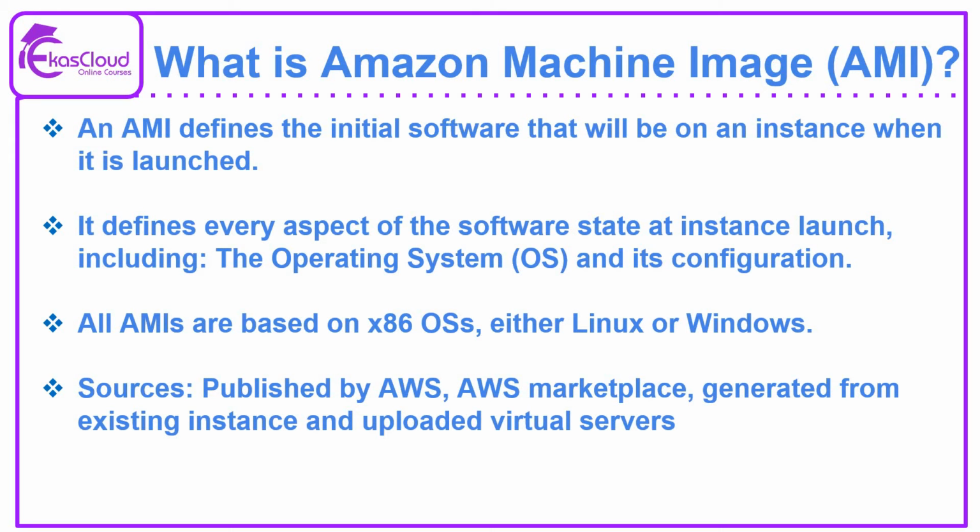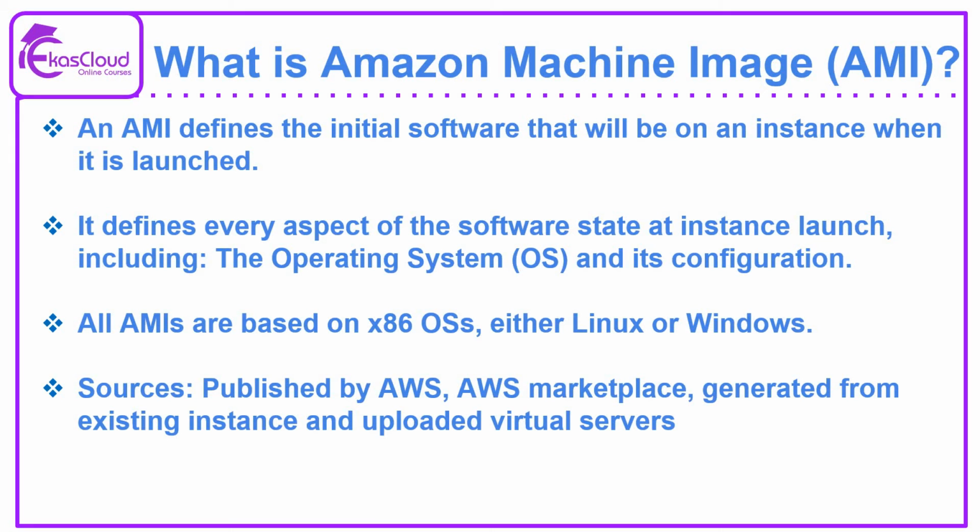In setting up your AMI, you want to define all aspects of the software state, so we're talking about the operating system and also all the configuration that you require for the operating system. The AMIs are based on x86 OS, and this can either be Linux or Windows. There are three main sources of AMI.